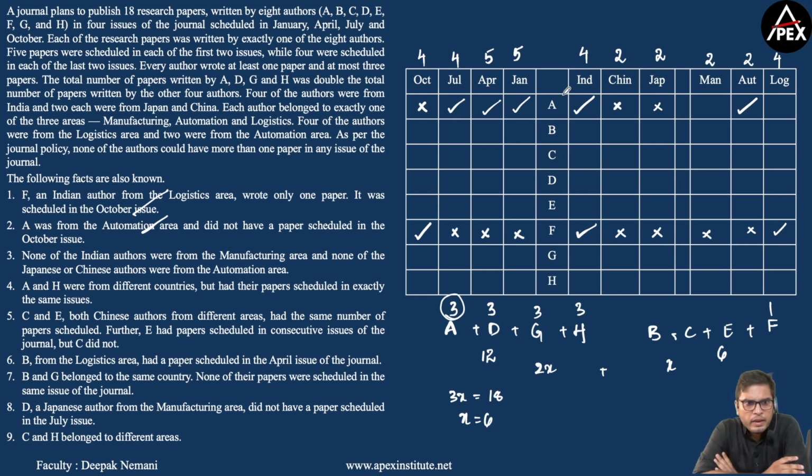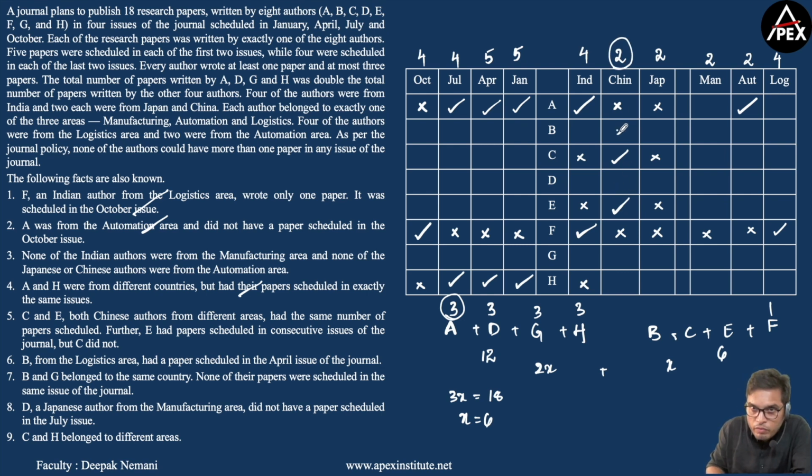Now coming to the fourth statement, A and H were from different countries. So H is not from India, but they had their papers scheduled in exactly the same issues. So H had his papers scheduled in the months of January, April and July. C and E both Chinese. So C is from China, E is from China. So C is not from India, neither Japan. Similarly, E is not from India, neither Japan. Now we have 2 authors from China. We already have 2, C and E. So none of the remaining authors is from China, right? So if that's the case, H is not from India, H is not from China. So H should be from Japan, right?